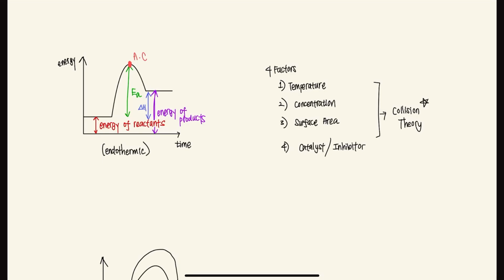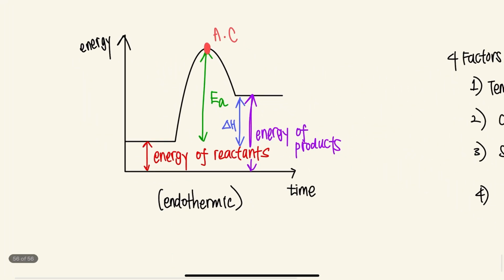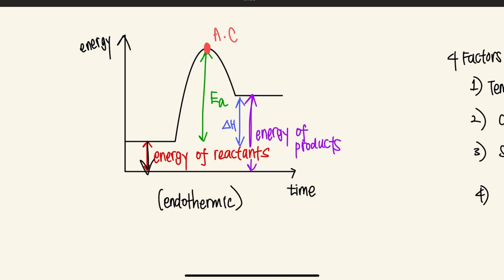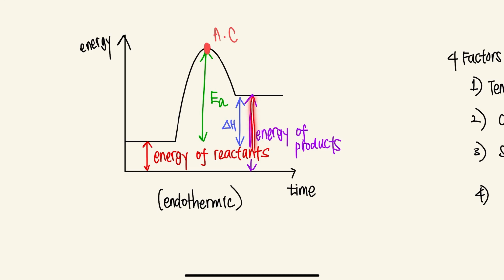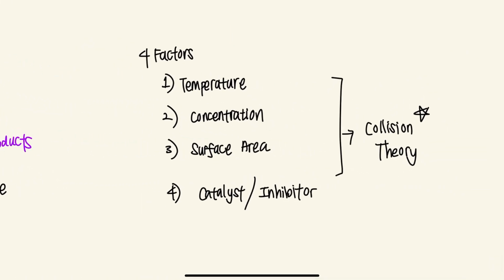In this video, we'll talk about collision theory, energy diagrams, and 4 factors that affect reaction rate. So here is a diagram of an endothermic reaction. There are 5 key points you need to know, which is that this represents the energy of reactants, energy of products, change in energy, activation energy, which is the energy needed to start a reaction, and activated complex, which is the transition state.